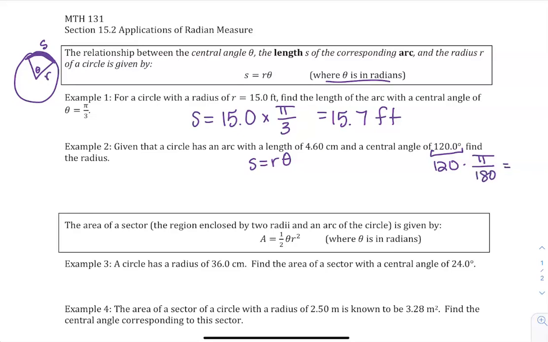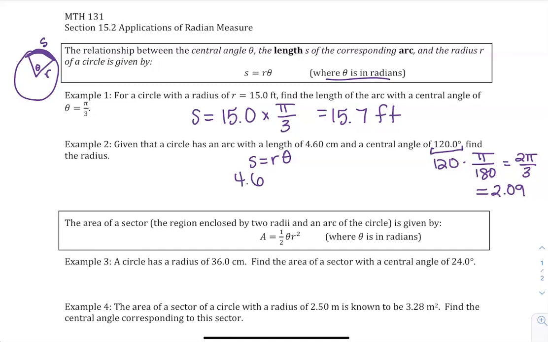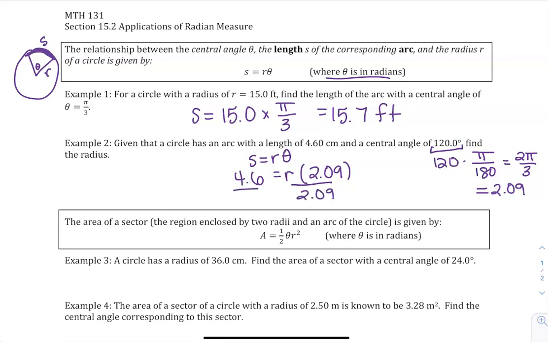And so 120 divided by 180, that could be 2/3 pi if you left the pi, or you can go ahead and multiply by 3.14. You're going to get a decimal for these answers anyway. That's the same thing as saying 2.09. So here, we know the arc length, so we're going to substitute S. We don't know R, but we just found the angle is 2.09. So divide both sides by 2.09, and we'll get that the radius is equal to 4.6 divided by 2.09, or 2.2 centimeters.